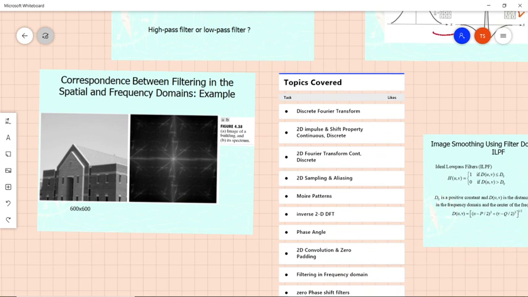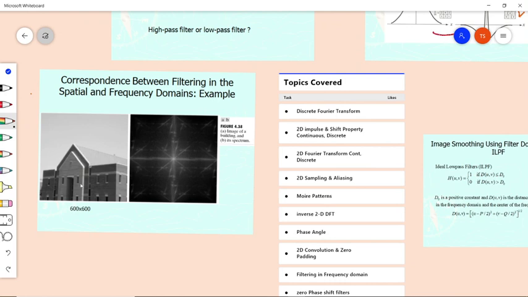Then I'll show an example image. This is the 600 by 600 image of a building, and its spectrum. You can see the spectrum of that image looks like this.